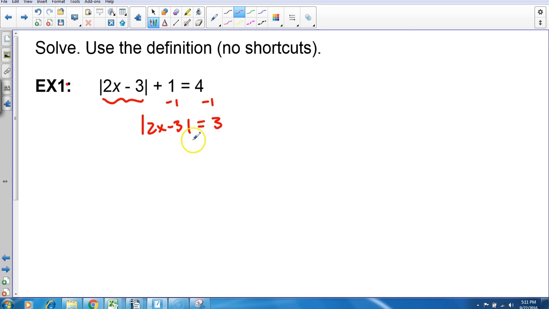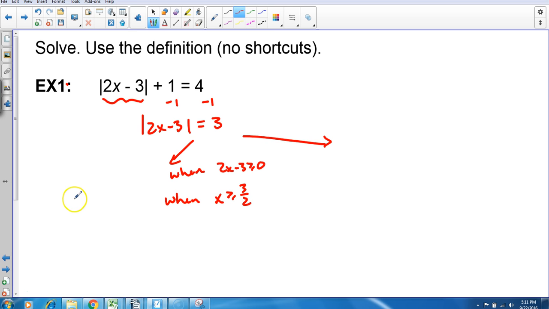At this point, this is where I split it up. Alright, I'm going to look at my two different cases. Case 1 is when whatever's on the inside is greater than or equal to 0. So go through and solve, and what we're really looking at is when I pick an x value that is greater than or equal to plus 3 divided by 2, that's 3 halves. Alright, if I pick an x value that's greater than or equal to 3 halves, then I'm looking at the positive version. Okay?